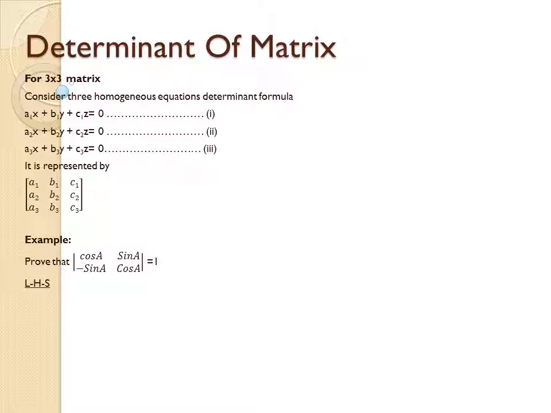So what we are doing, we are taking the LHS. LHS means cos a, sin a, minus sin a, cos a. Now as per the determinant definition we have seen, it is this into this minus this into this. So cos a into cos a minus of minus sin a into sin a. So it becomes cos square a, and minus of minus sin square a, minus minus plus, so plus sin square a, equal to cos square a plus sin square a equal to 1. So it is proved. This is very simple.